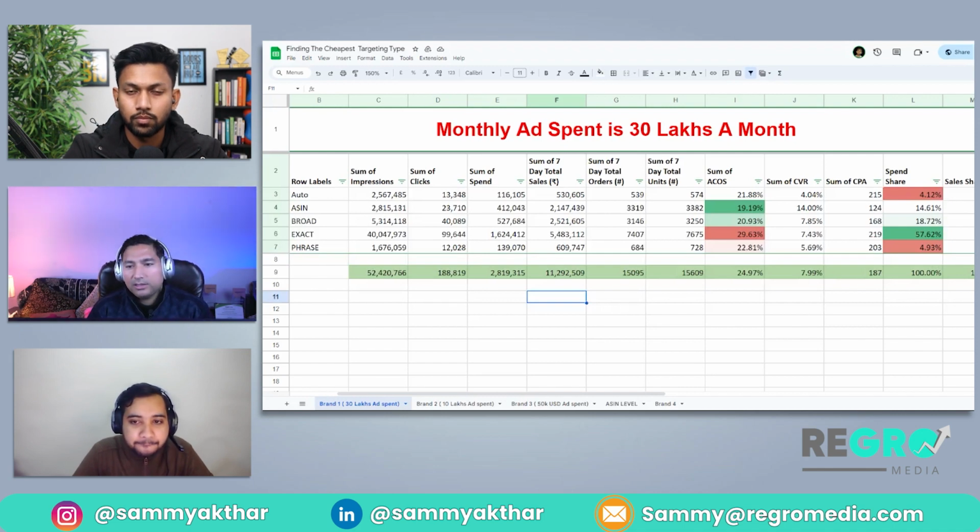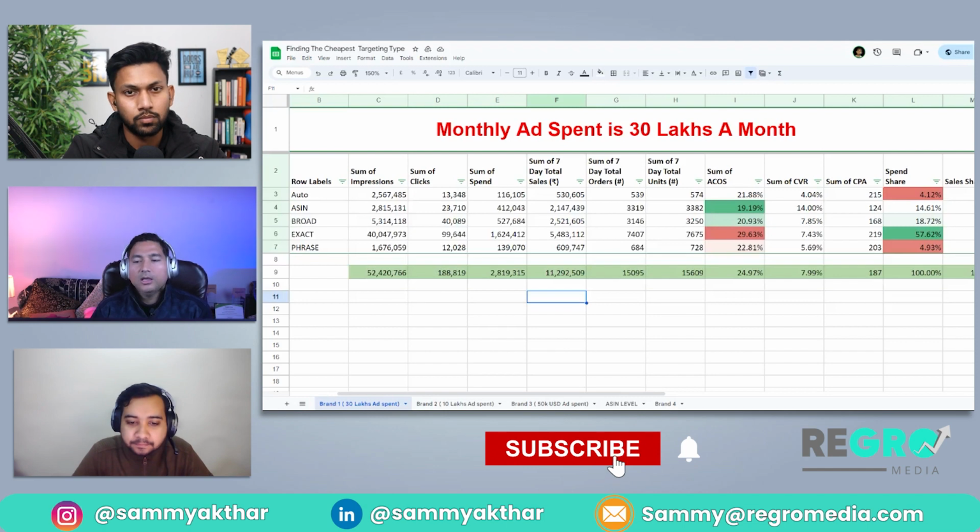ASIN is doing the best here. Reason being, they should consider that they continue to spend on ASIN targeting because they have a better offer than the rest. And the second thing is, they can explore broad, of course, because as I think has already been discussed, broad is something that they should be moving towards.